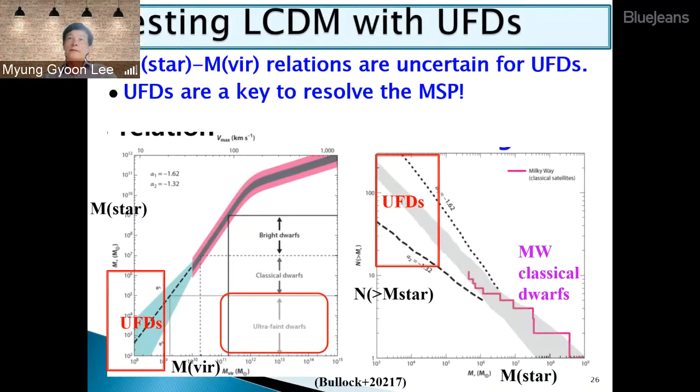But if we need to go to fainter galaxies, which are the range of ultra-faint dwarf galaxies, the relation between stellar mass and the virial mass is uncertain for this very low mass range, as shown in the bottom corner of the left figure, and also in the right panel. You are seeing the comparison between the Milky Way dwarf galaxy mass functions, but the lowest range labeled with UFDs is very uncertain and little is known. But if you get a solid database for UFDs, then you can have a better understanding of the missing satellite problems.